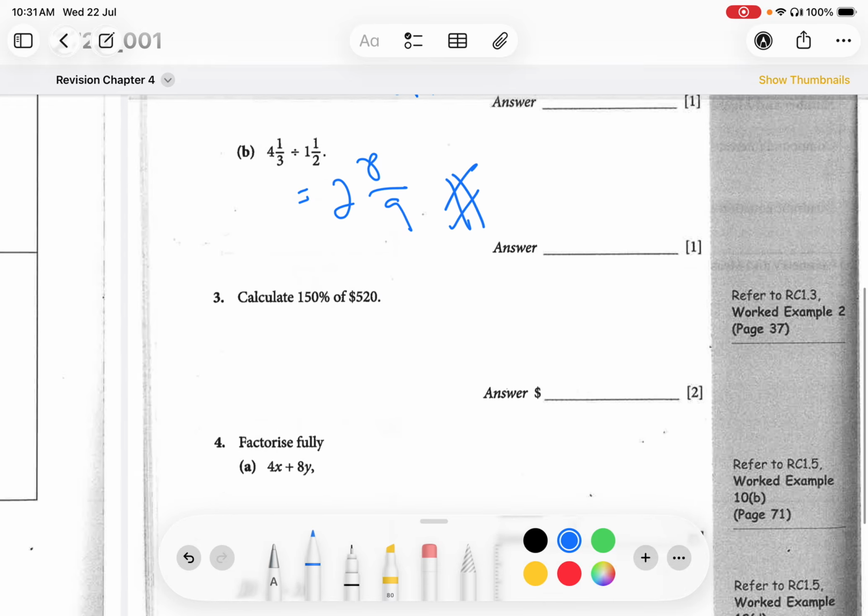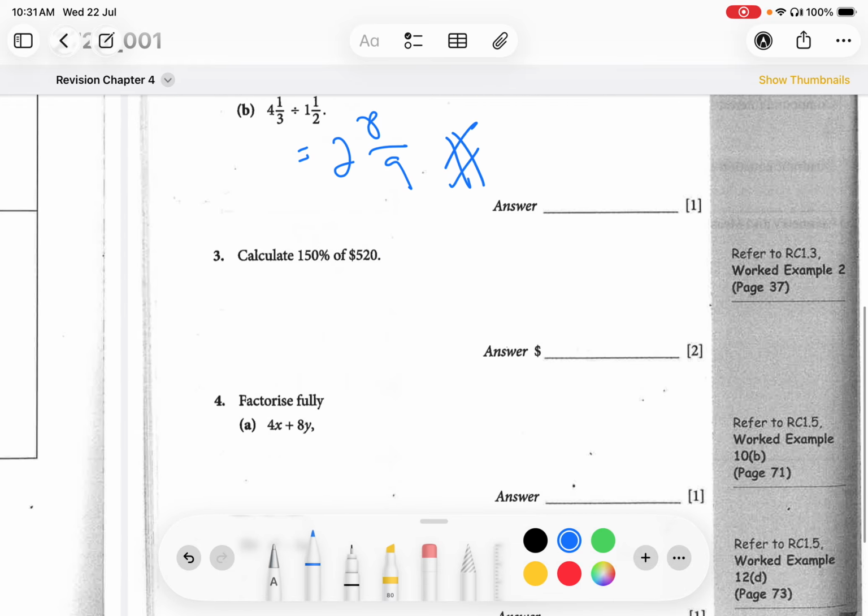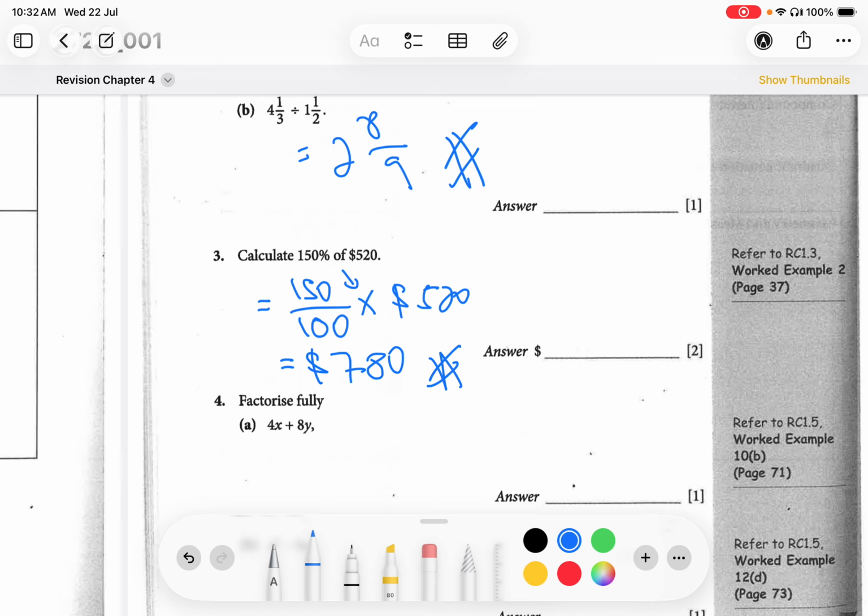The next one, 150% of 520. 150% means 150 over 100. Of is times 520. Then you press calculator. $780. That's my answer. That's it.